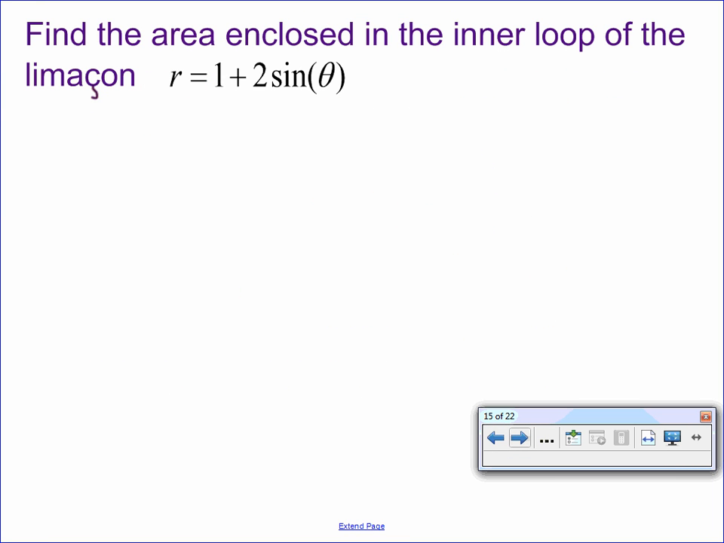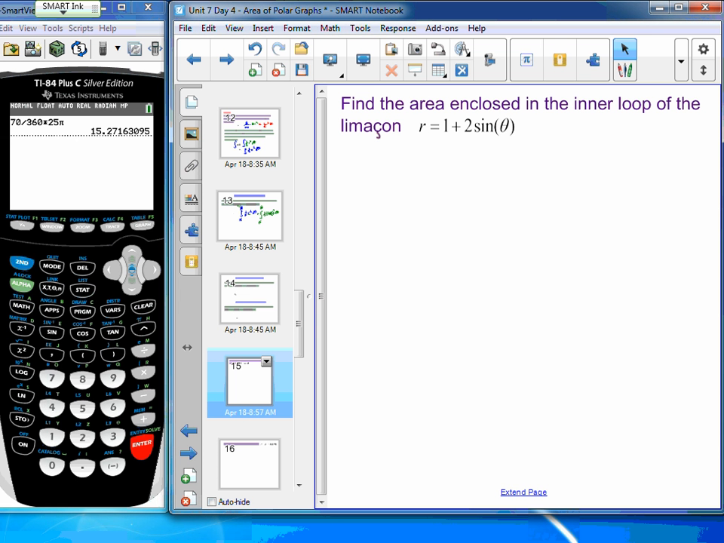So let's take a look and find the area enclosed in the inner loop of the limacon r equals 1 plus 2 sine theta. What does this look like? Let's use our graphing calculator to generate some.